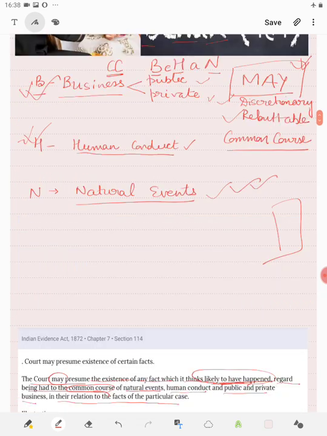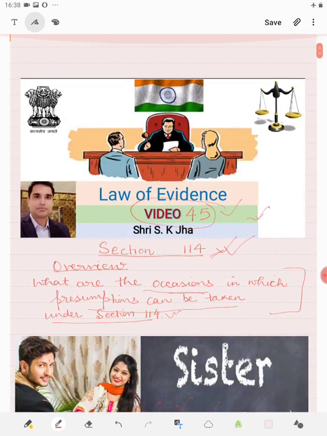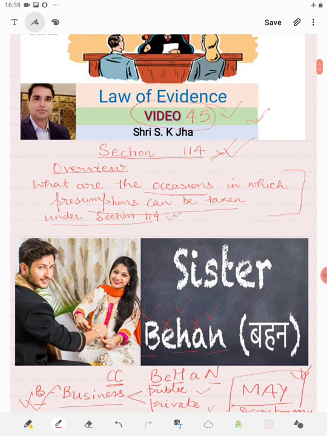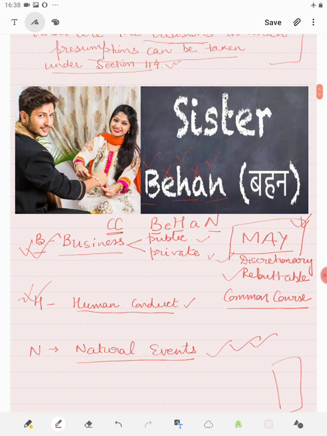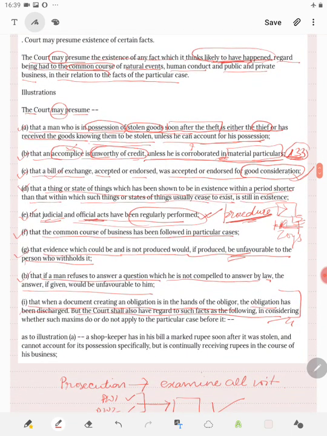Read it very carefully. Many a time questions are asked regarding it in prelims as well as in mains. So various occasions in which presumptions can be taken is that the court may presume that the common course was followed in business activities, human conduct, and natural events. However, there are certain things which are to be kept in mind regarding particular cases, how that particular case goes, and the various examples which we have seen.